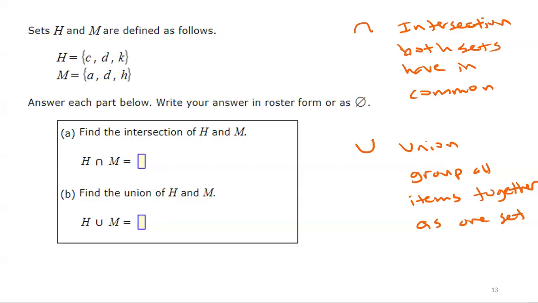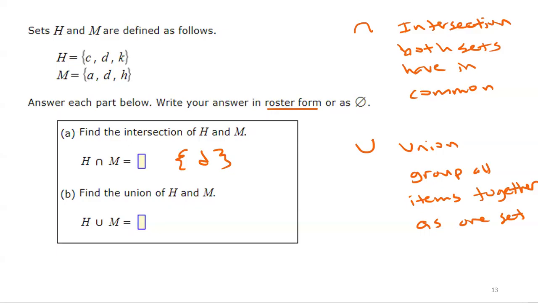Okay, so here it says find the intersection of H and M. So I look at H and I look at M. What do they have in common? What would that be? Perfect. So this means, what do I have in common with H and M? D. So I just write D here. It says write in roster form, no problem. That's my answer.